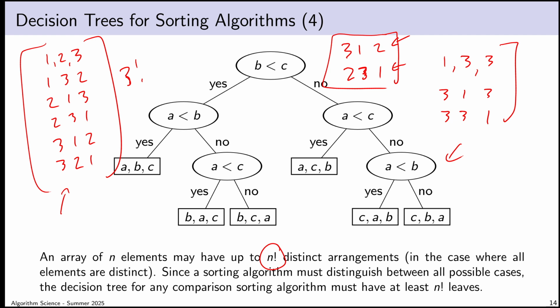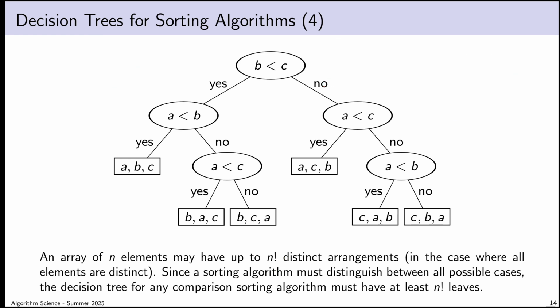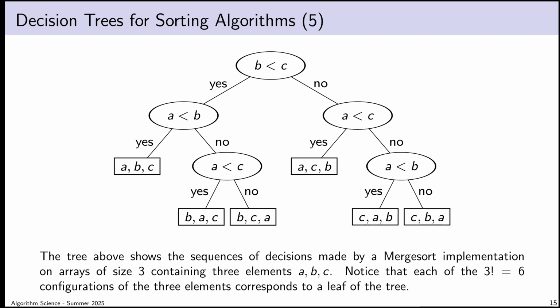So the argument I want to make there, which going forward I'm going to assume is a settled argument, is that if I'm thinking about the decision tree for a comparison sorting algorithm, where there is a leaf for every possible sorted ordering that I could come up with, there have to be at least n factorial leaves in that decision tree. So the tree above does correspond to merge sort. My earlier hunch was correct. This is the sequence of decisions made by a merge sort implementation on arrays of size 3.